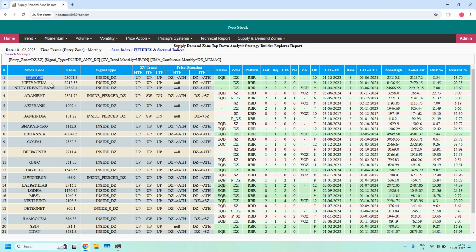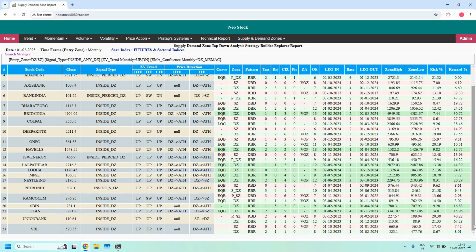Look into Nifty 50. Its price closed in the monthly demand zone, and this monthly demand zone is having monthly EMA Confluence. I am scrolling the list down. So total 23 stocks are filtered.